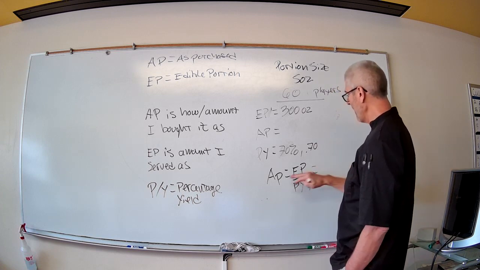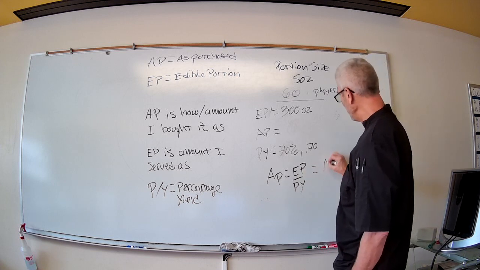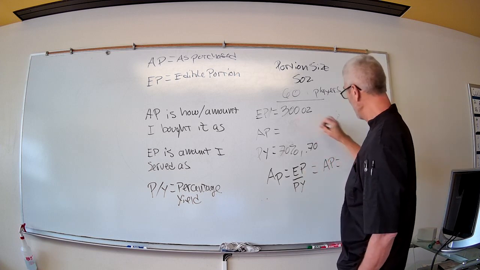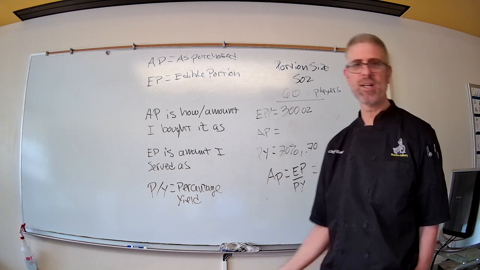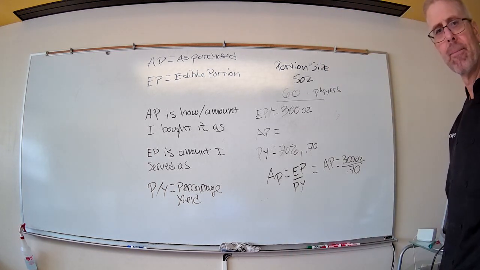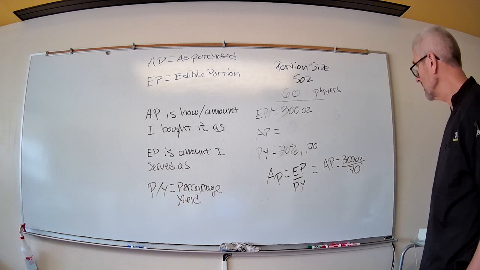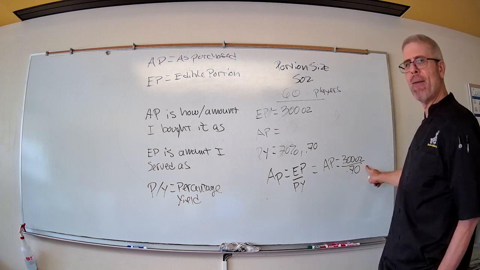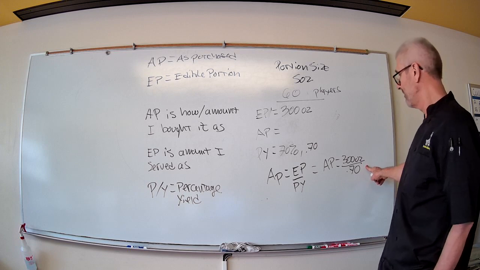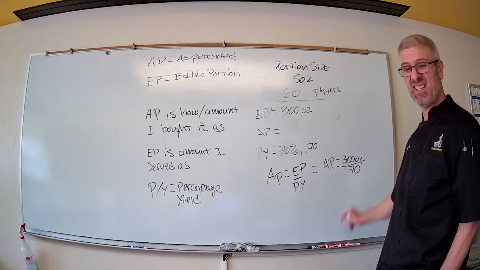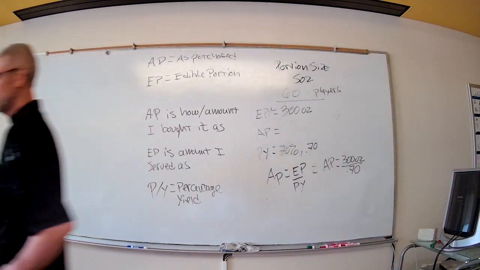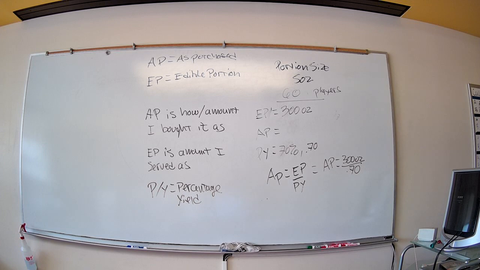Okay. So if I put these numbers in, AP equals 300 ounces divided by 0.7, or 0.70, same thing. So if I did this, I don't have my calculator. It would probably be about 360. Maybe I'll get my calculator really quick. My phone. Don't go anywhere.